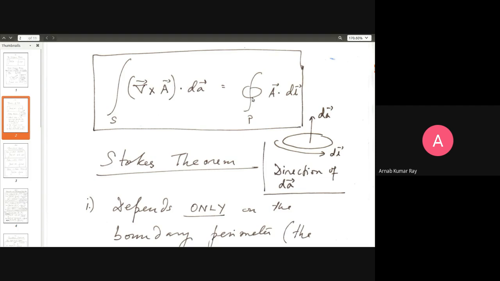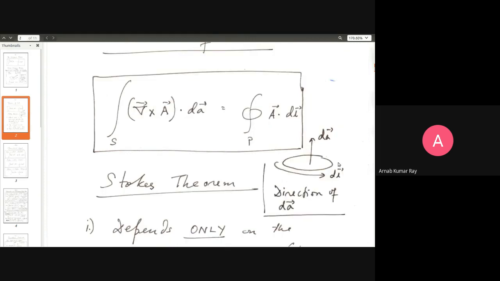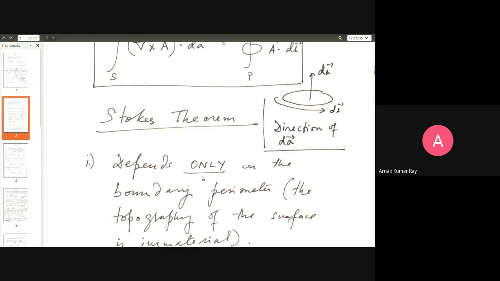But if you're going from the ground floor to the top of the second floor, the roof, whatever staircase you take, it will not matter. The work that you would have done will be the same. So regardless of the path you take, your line integral of the conservative field will not change. And similarly here also, regardless of the topography of the surface, because ultimately the integral is collapsing on the perimeter. As long as the perimeter is intact, the shape of the surface doesn't matter.